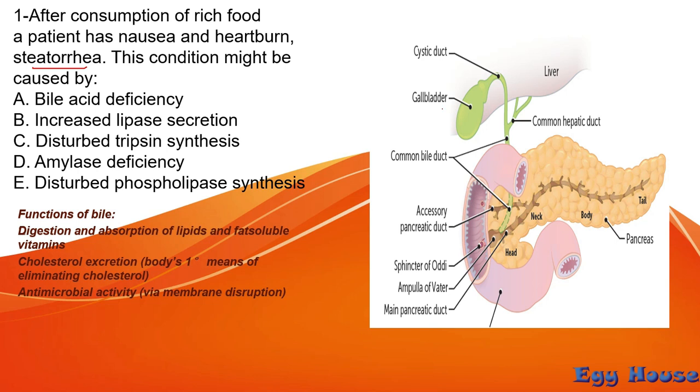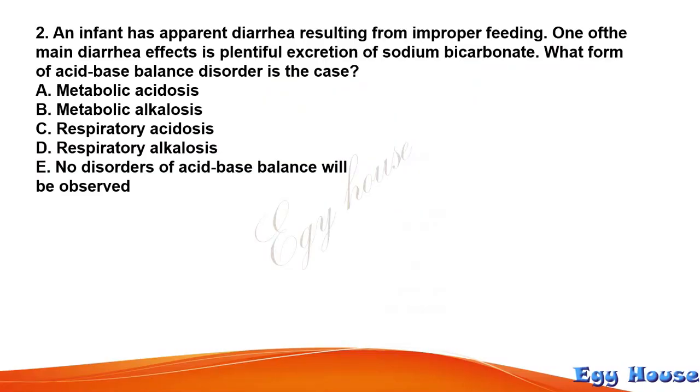As you can see here, the gallbladder is where the bile acid is stored, then it exits through the duct to go to the duodenum, and from the duodenum it goes to the intestines to digest our lipids. So if we have a problem with bile acid deficiency, then our lipids will not be digested in our intestines.